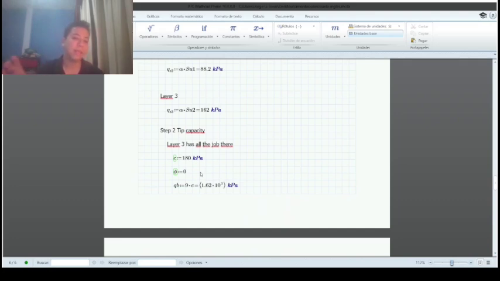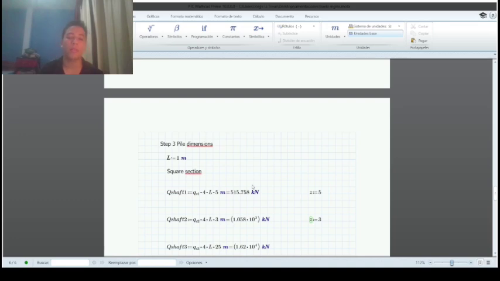Now, step 2, tip capacity. Layer 3 has all the job here. What are we going to use for the tip capacity per unit length? Per unit area, it will be 9, this factor, because we already talked about the factors, plus C, and this is the result.